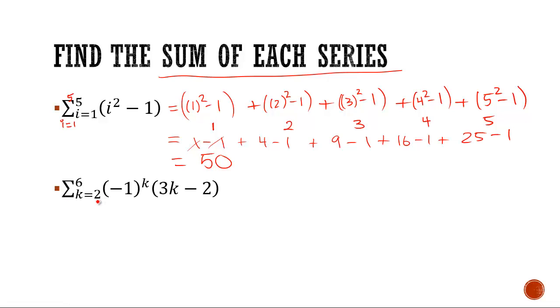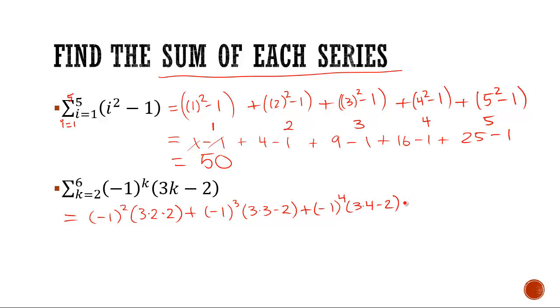Try the next one. This runs from k equals 2 all the way to k equals 6. So we're going to plug in a 2, and then we're going to plug in a 3. And hopefully you can see the pattern here. This is all about patterns. And then a 4. Yes, it's a bit tedious. And then a 5. And we're almost there. And then a 6.